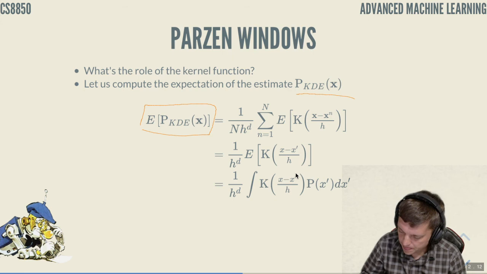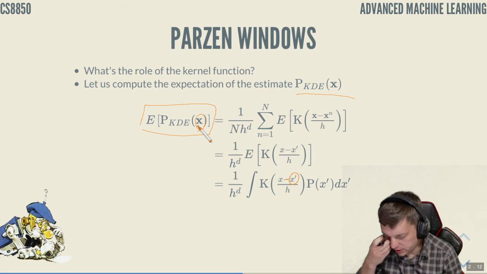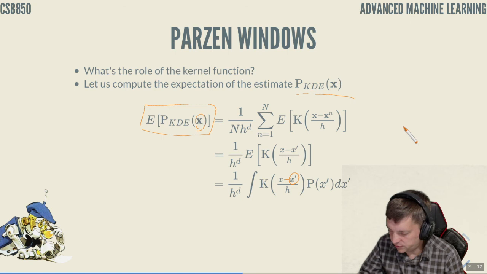And what we'll see here when we again expand the expectation, when the variable of integration is subtracted from the variable of interest, what happens is the kernel is flipped. So you can do the algebra yourself.